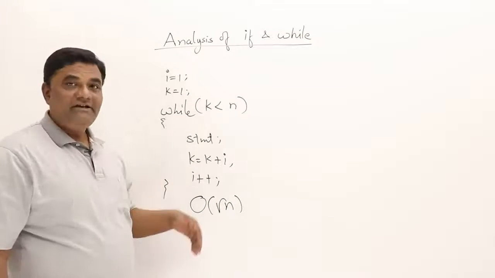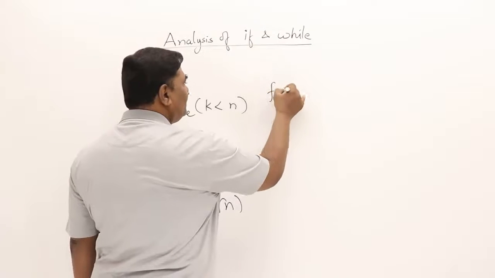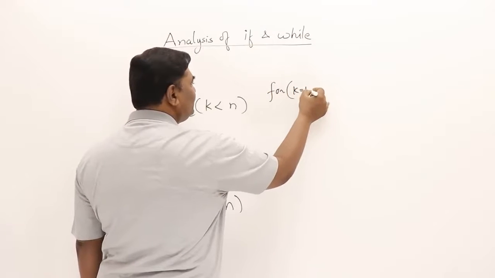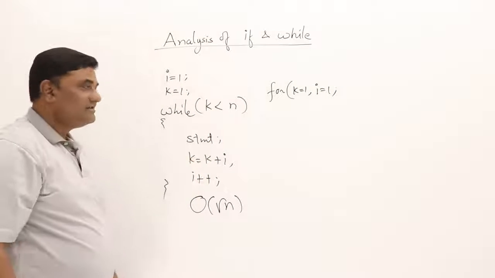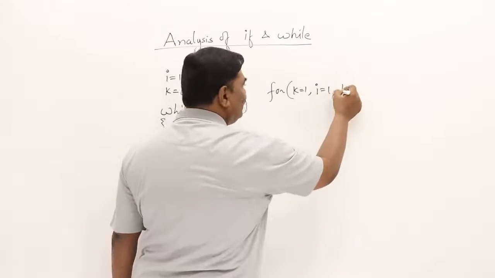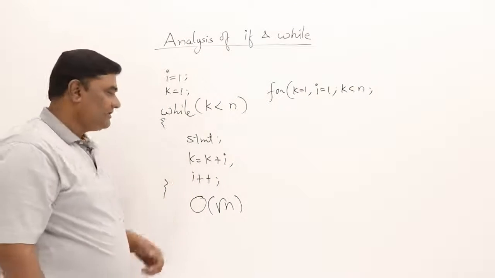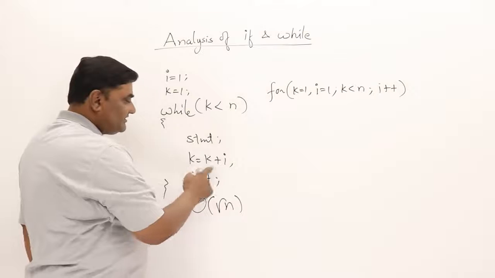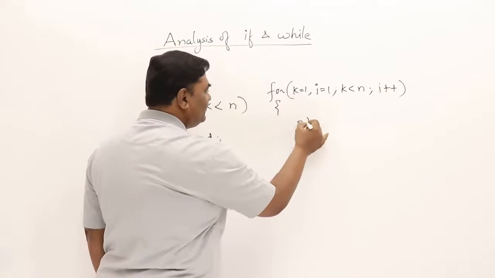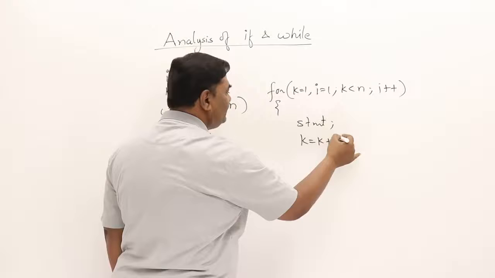Same thing I can write using for loop also. For k assign 1 comma i assign 1. Two initializations. Condition is what? k less than n. Updation is what? i plus plus. And one more updation is there that I will do inside the statement, and k assign k plus i.